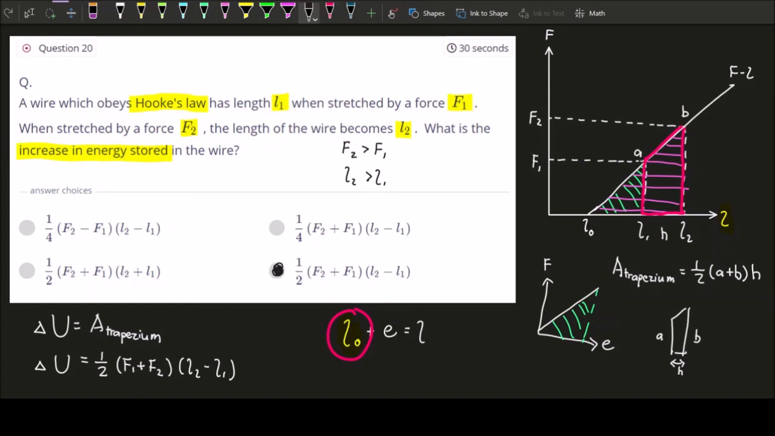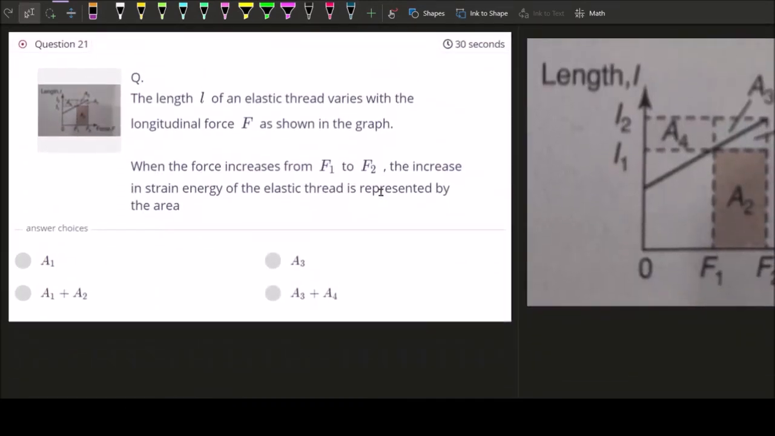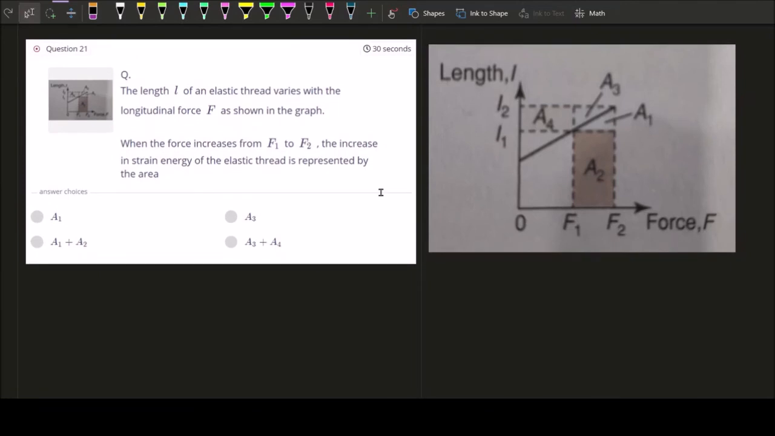Let's move on to the next question. Question 21. You have the length of an elastic thread that varies with the longitudinal force as shown in the graph. This is a very similar graph to the previous question. In the previous question, the force-length graph looks something like this. Oops, it should be a straight line. Something like this. So now they flip the axes.